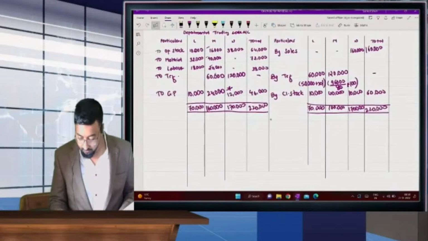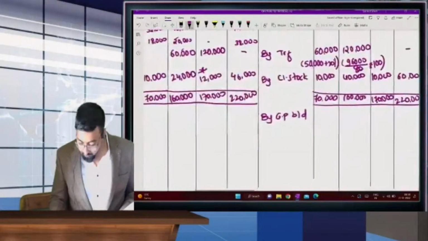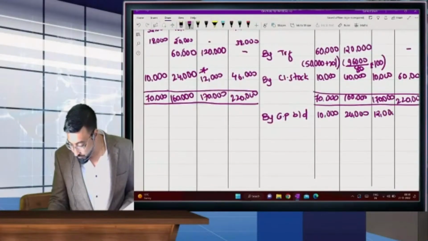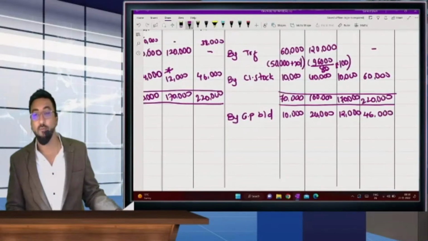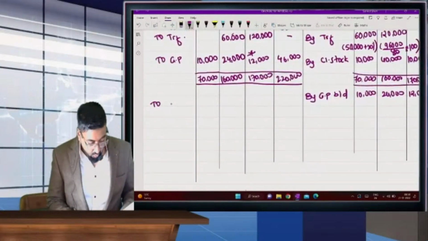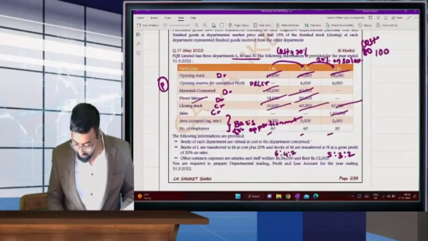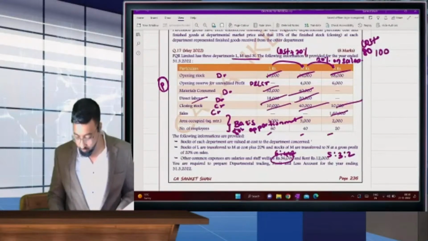By GP brought down: 10,000, 24,000, 12,000, 46,000. 10, 24, 12, 46. That is the GP. And now calculate salary. Salary is 36,000 divided by 12. 6 plus 4 plus 2.